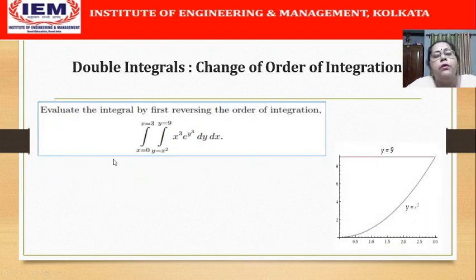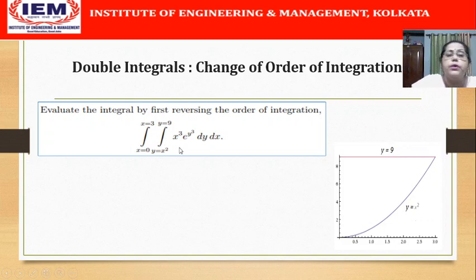Now evaluate the integral by first reversing the order of integration. X varies from 0 to 3, y varies from x squared to 9, x cube e to the power y cube, dy dx. Now here again, as it is given, we are first supposed to integrate with respect to y and then with respect to x. If you try this, you can give it a try, but actually a very similar situation is going to happen as in the previous example.